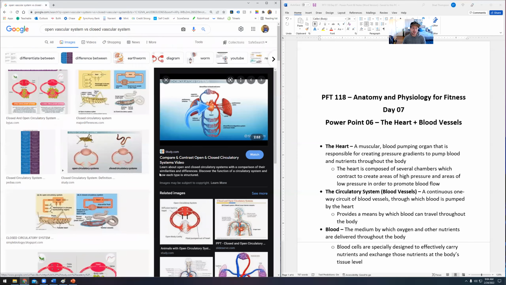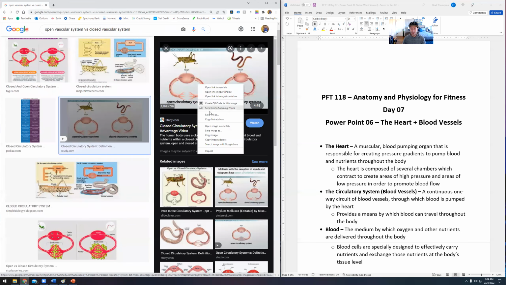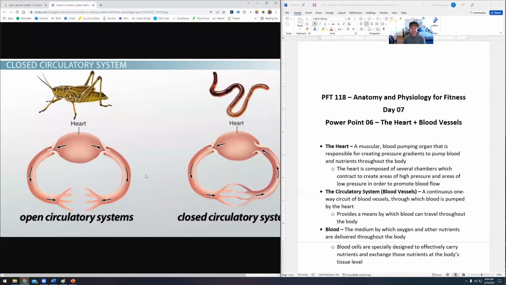In fact, a lot of animals out there, primarily insects, have what's called an open vascular system, where it's actually not connected at the end. It kind of just splashes out of these tubes here. The advantage to that is if you're a grasshopper or a cricket and you make some really big explosive jump and go flying from here to there, your blood doesn't just pool in one spot.